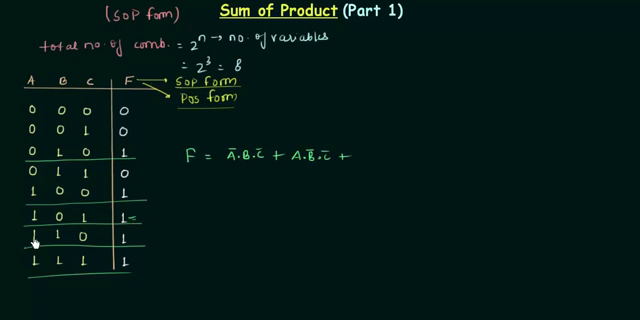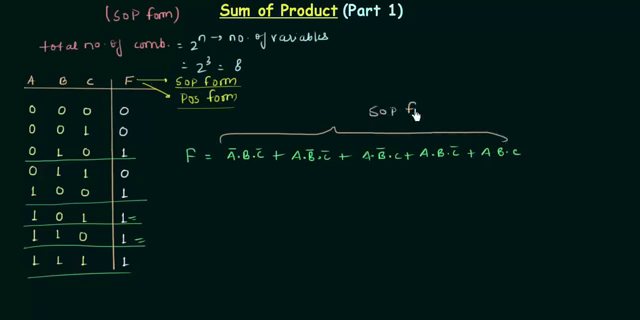For this case, A is 1, B is 0 and C is 1, and for the second last case, I have A as 1, B as 1, C as 0, so A, B, C complement, and for the final case, all the three variables are high, so A, B, C. This I call as the sum of product form. This I call as the SOP form.